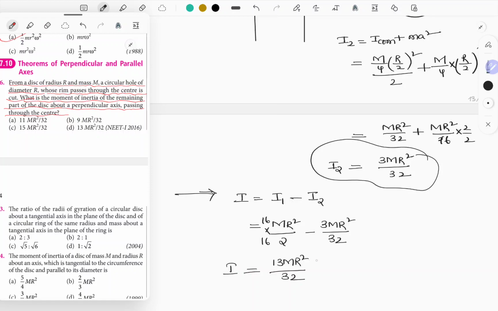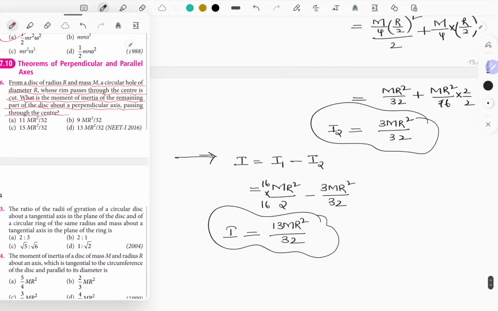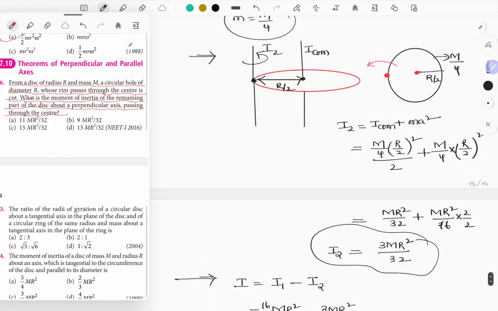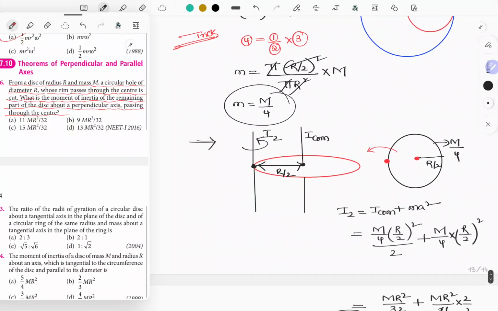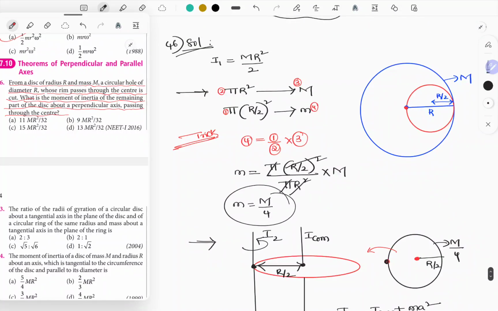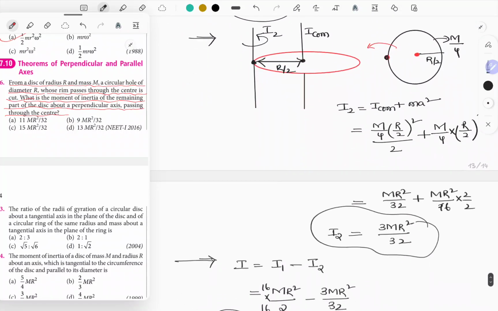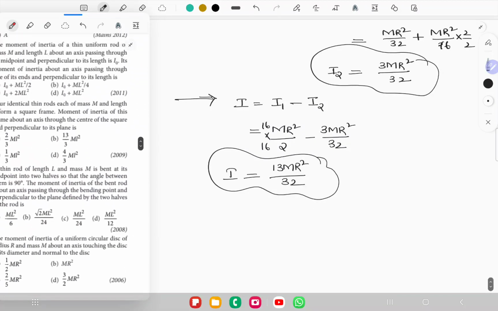So this is the total moment of inertia of the object after removing some portion of radius r by 2. They are asking the moment of inertia through the center of mass of the original body. The axis is passing through the center of mass and perpendicular to the plane. That is the reason for the second body we are finding the center of mass at the edge. This edge is the center of mass for the previous body. Is it clear? Understood? Very good. Which option matches? Option D is the correct answer.